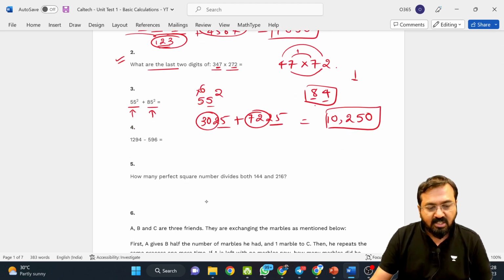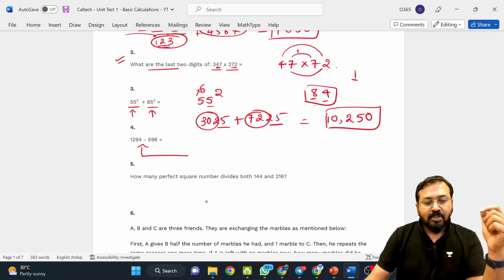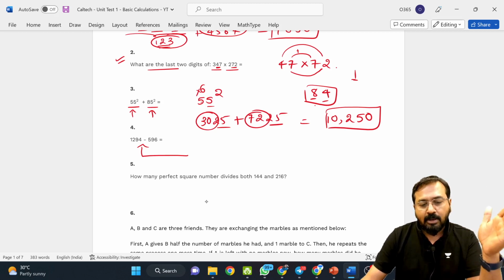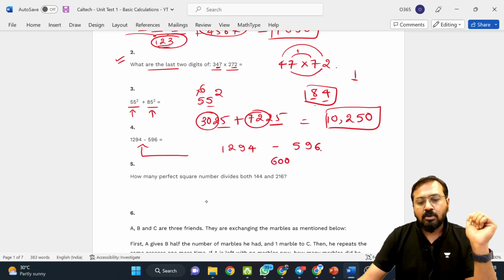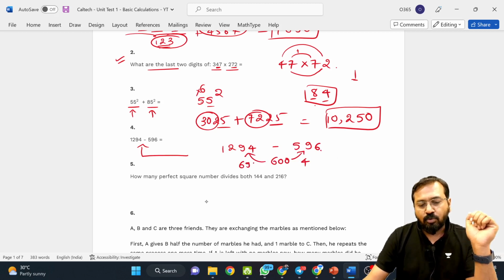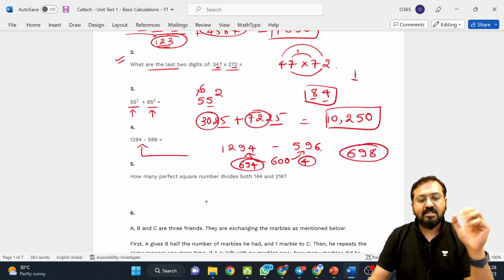The next question is about simple subtraction. In subtraction, we can use the method called the milestone method. I can take one number as a reference. My numbers are 1294 minus 596. So let me take 600 as my reference number. So this is 4 away from 600 and this is 694 away from 600. So 694 plus 4 is going to be 698. So this difference is 698.